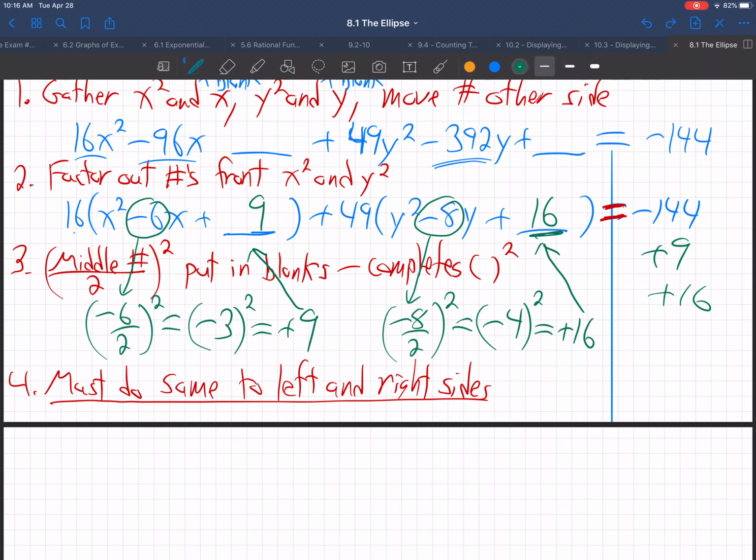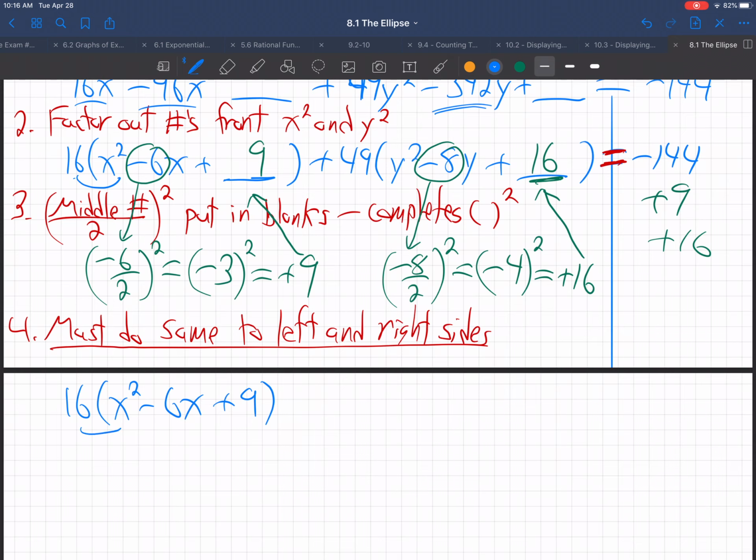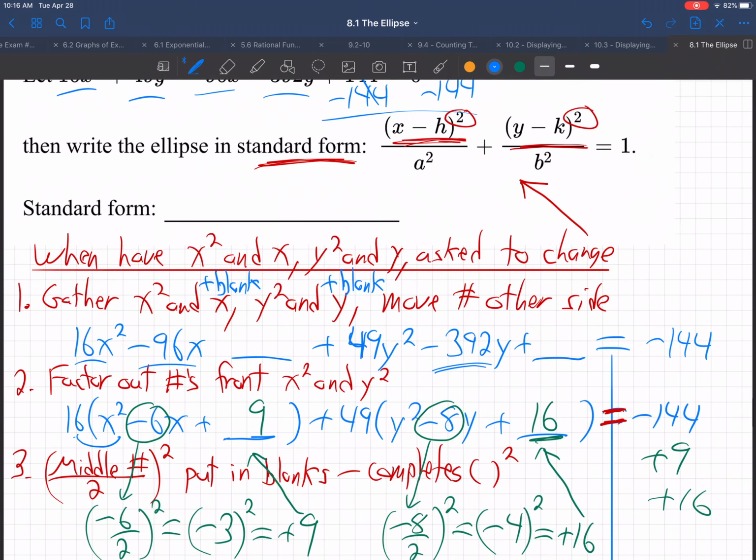Here's how we see it. If this 16 was to go boom, let me write it here: x squared minus 6x plus 9. If I was to multiply that by 16, I would get 16x squared, and this would be 96x. No big surprise. That's what we had from the beginning, right?